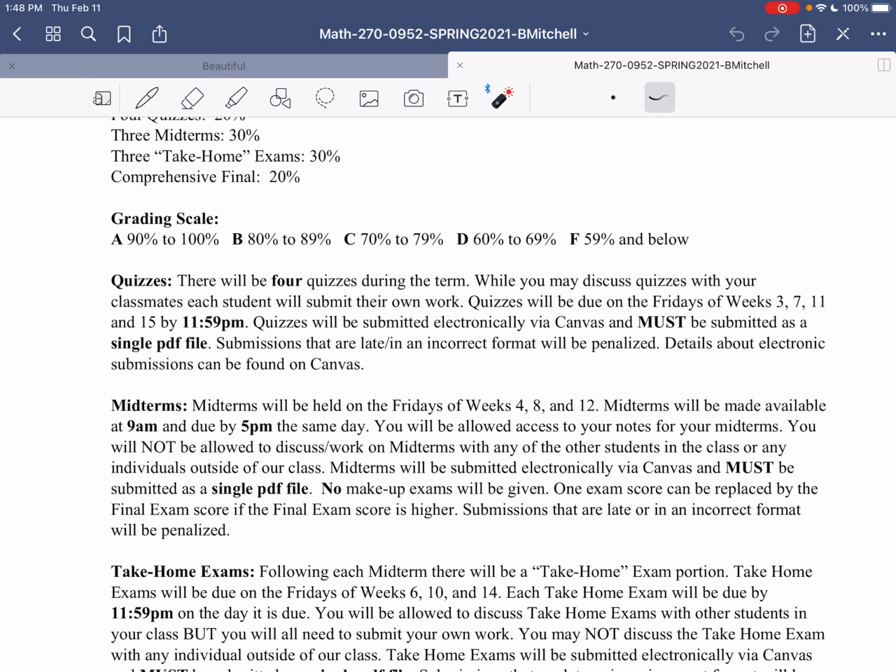Keep in mind, no makeup exams will be given. I'm letting you know far in advance of when these midterms are going to be occurring, Friday, weeks 4, 8, and 12. So the first one is a month away, so you have plenty of time to shift things around, but do be aware that these dates are pretty much set in stone here.